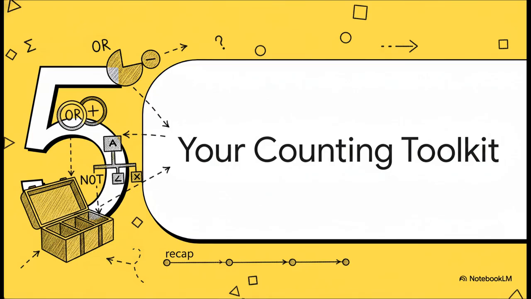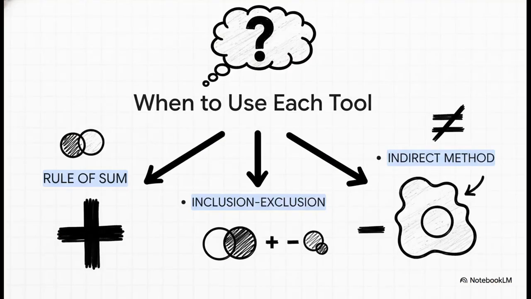And there you have it. You've just added 3 incredibly powerful techniques to your problem-solving toolkit. Let's just do a quick recap so you know exactly when to use each one. So when you see an OR problem and the options are totally separate, use the simple rule of sum. Just add them up. If that OR problem has choices that overlap, you got to upgrade to the principle of inclusion-exclusion, add them both, then subtract the messy part in the middle. And when you see a problem with that keyword not, think smart, not hard. Use the indirect method, find the total, and subtract what you don't want.